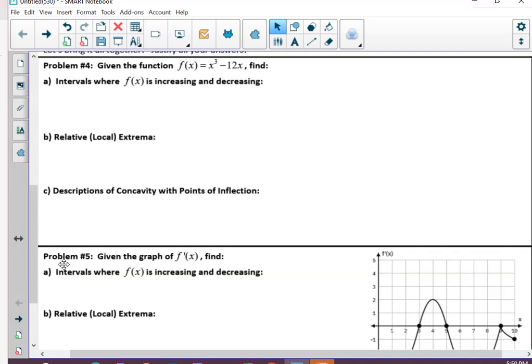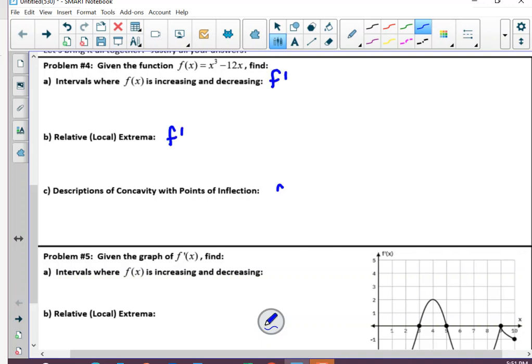We're going to use f prime to indicate whether f is increasing and decreasing. We're going to use f prime to indicate where f has any minimums or relative minimums or maximums. And then we're going to use f double prime, the second derivative, for concavity and points of inflection. So this is an f prime problem, this is an f prime problem, this is an f double prime.